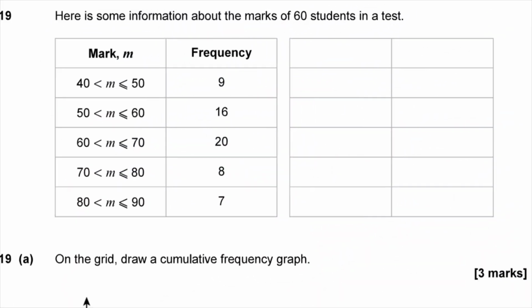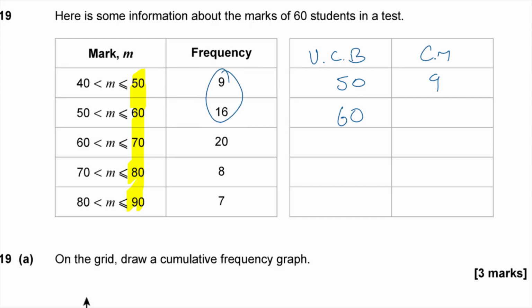Question 19. Here is some information about the marks for 60 students in a test. So we've got a group frequency table, and underneath it says, on the grid, draw a cumulative frequency graph. Okay, so cumulative frequency is upper class boundary against cumulative frequency. So upper class boundary is the highest value of each one. So it's these numbers here, isn't it? So I'm going to be plotting 50 against 9. I'm going to be plotting 60 against those two added together.